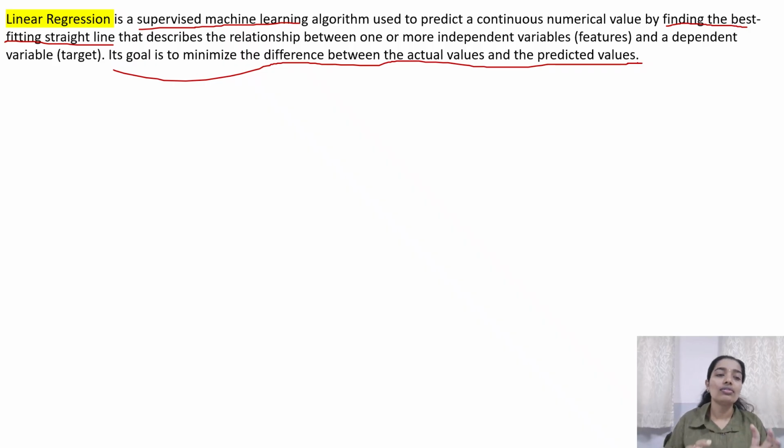There are a few points that we need to remember for linear regression. First, it is a supervised learning algorithm. Then the working principle is that we try to find the best fitting straight line. And what do we mean by best fitting straight line? The difference between the actual values which are present in the data set and the values that are predicted by us should be minimum. This is the main goal of linear regression.